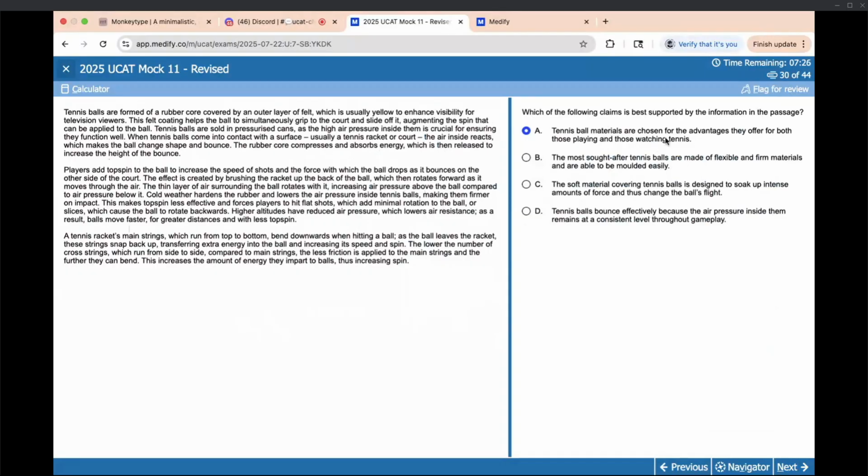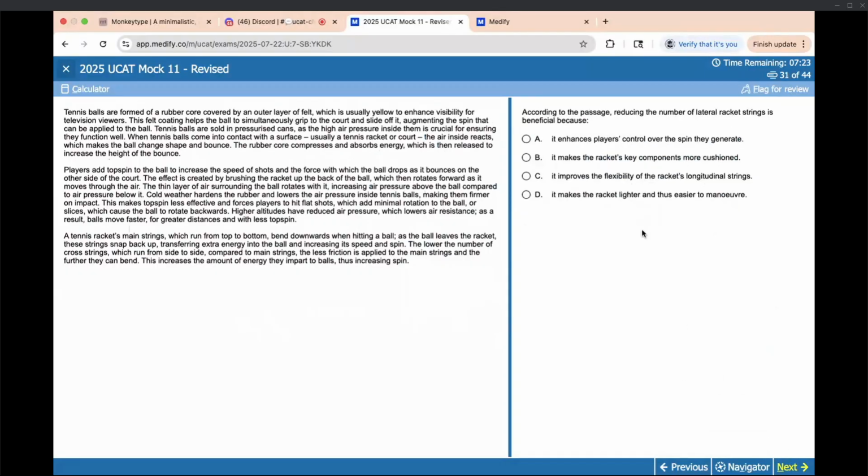Rubber layer, which is visible for television viewers, so it's television and those playing. That's true. According to the passage, reducing the number of lateral racket strings is beneficial because the main racket strings... it says the lower number of cross strings with drawn side compared to main strings, the friction is applied to the main strings and the bend, the amount of impact, thus increasing spin. So it improves the bend on the longitudinal strings.